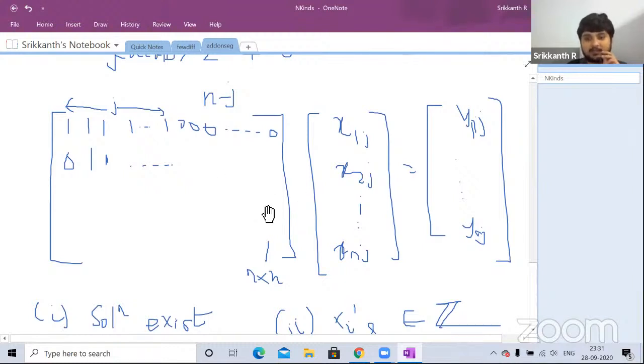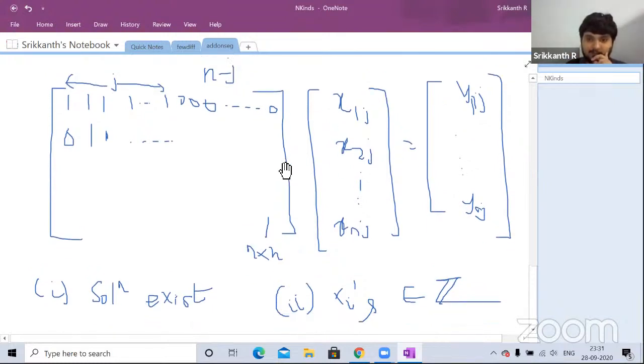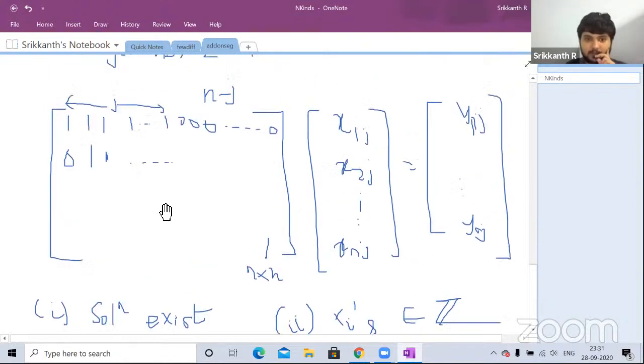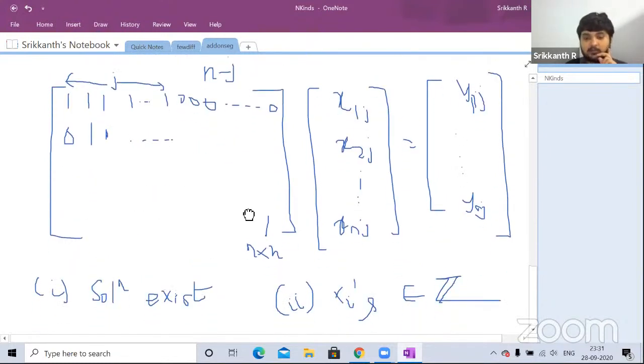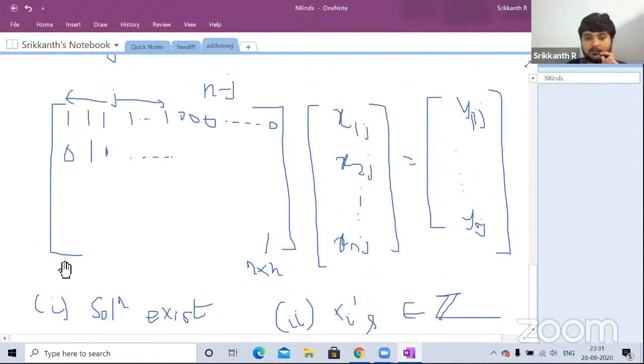But that's not the direction which I'll go in. Instead, what I will do is, right. So firstly, for a solution to exist, we want the rank of this matrix to be less than or equal to the rank of the equation matrix.